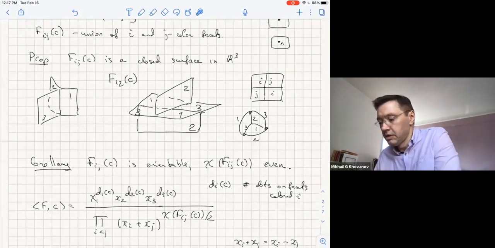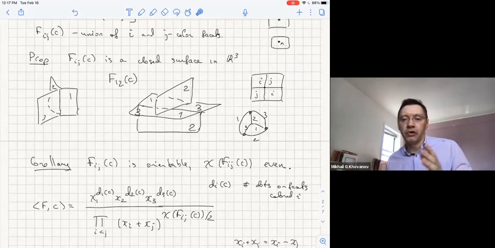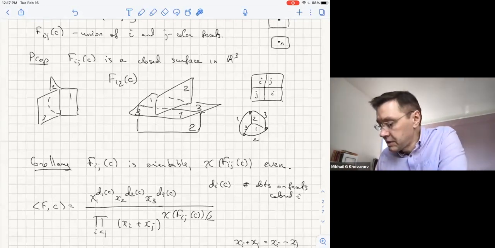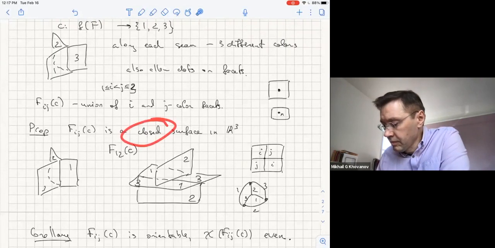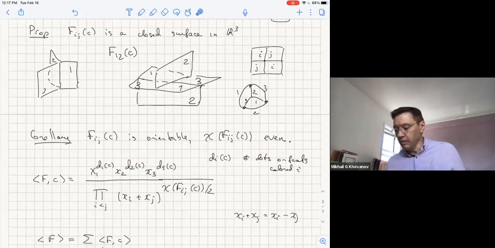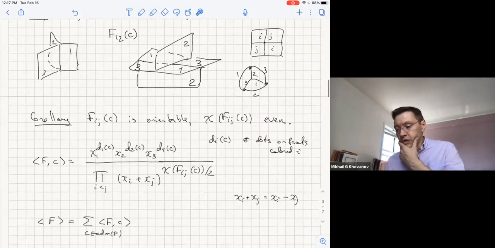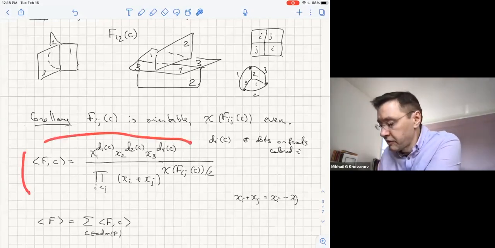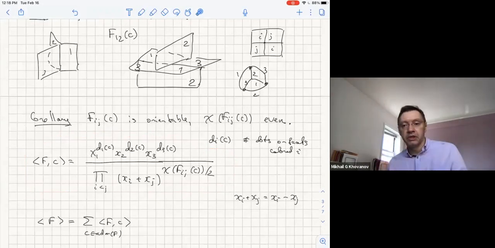And in particular, because there are no boundaries, our surfaces are closed. So it's a closed surface. And everything is combinatorial. And so in particular, it's orientable, and it has even Euler characteristic. With this observation, we're going to assign to the coloring C the following expression. It's going to be a rational function with possible denominators xi plus xj.